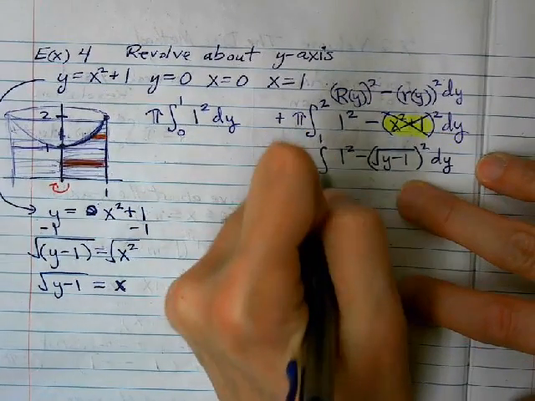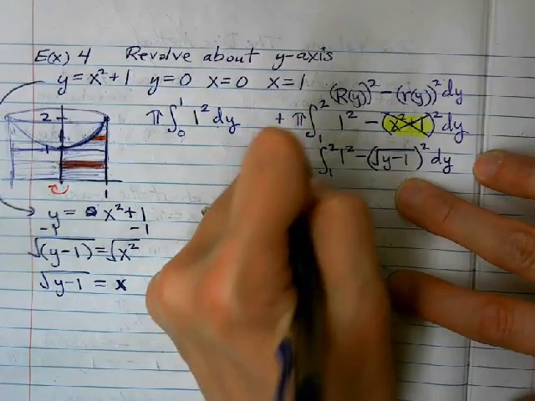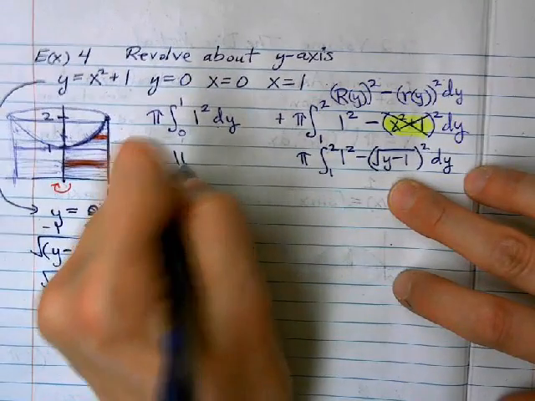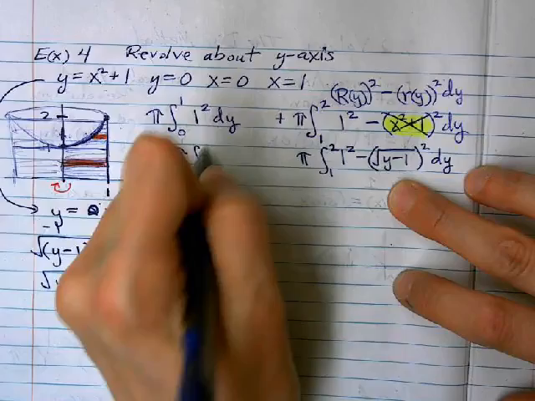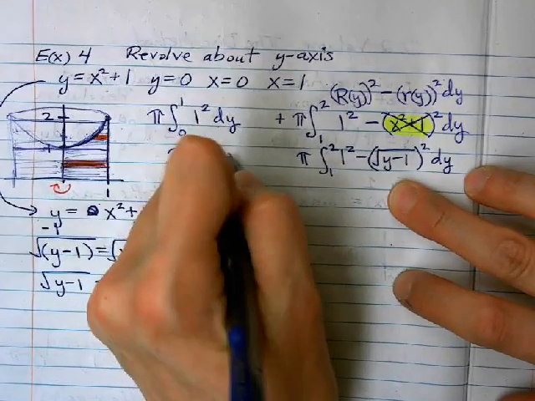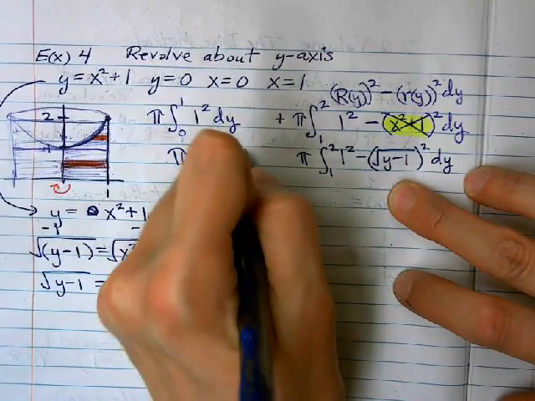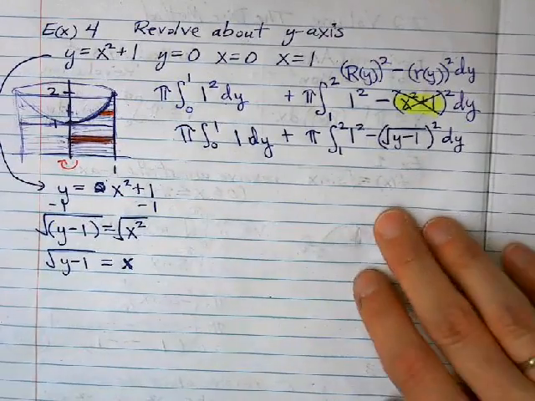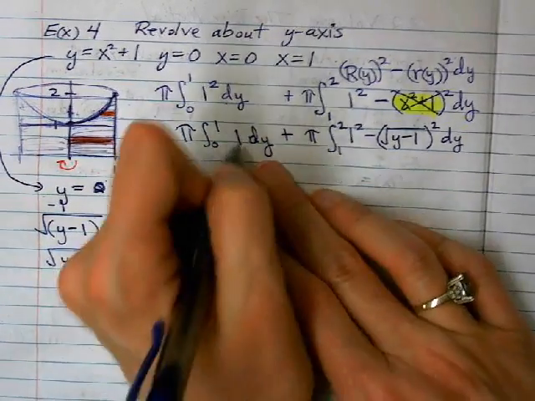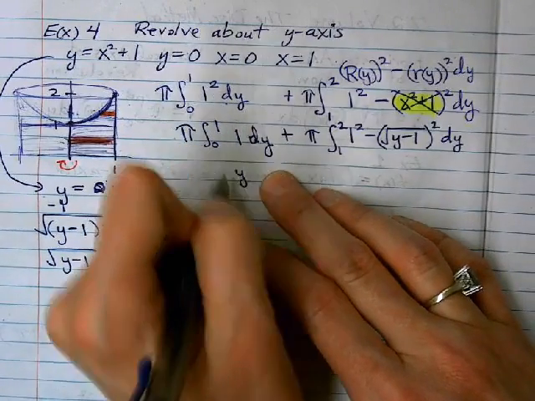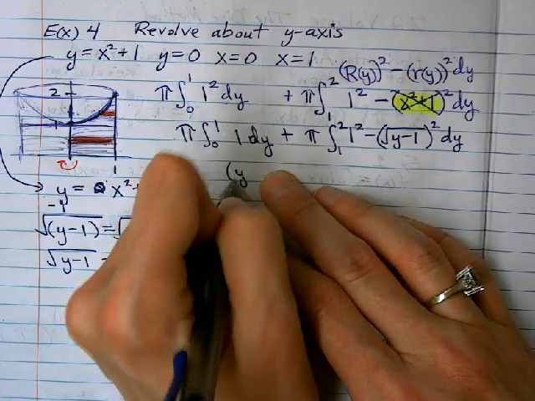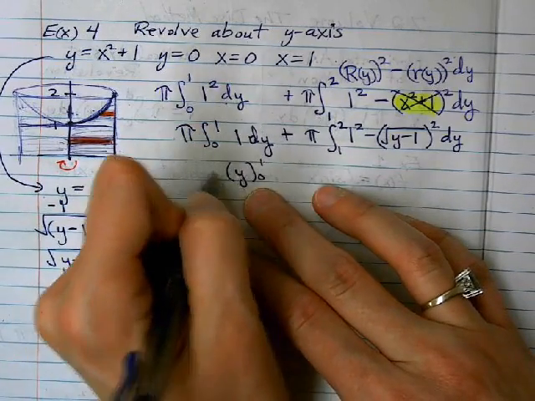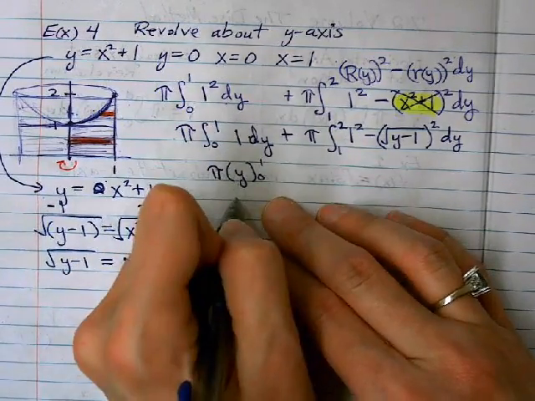Okay, so we got pi times the integral from 0 to 1 of 1 squared, which is just 1, dy. So it's two integrals that we'll have to figure out. If you integrate 1, that's just y. Evaluate it from 0 to 1. Plug in a 1, you just get 1. So this first part's just 1 pi. I got the first part, it's just pi. That's simple. The second part's a little more challenging.